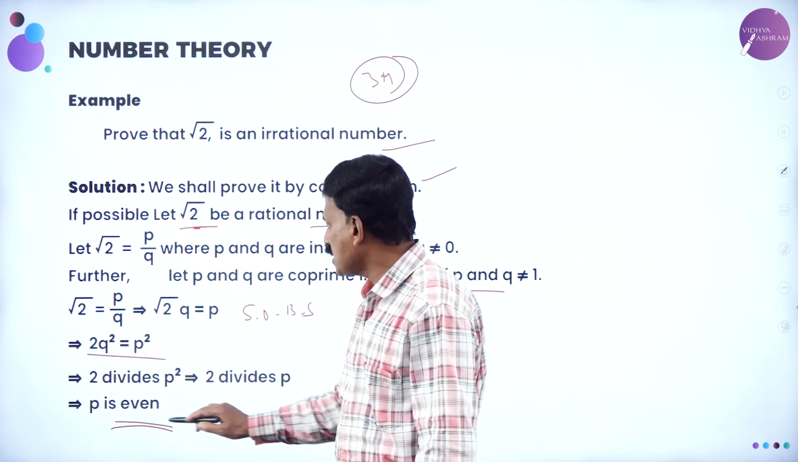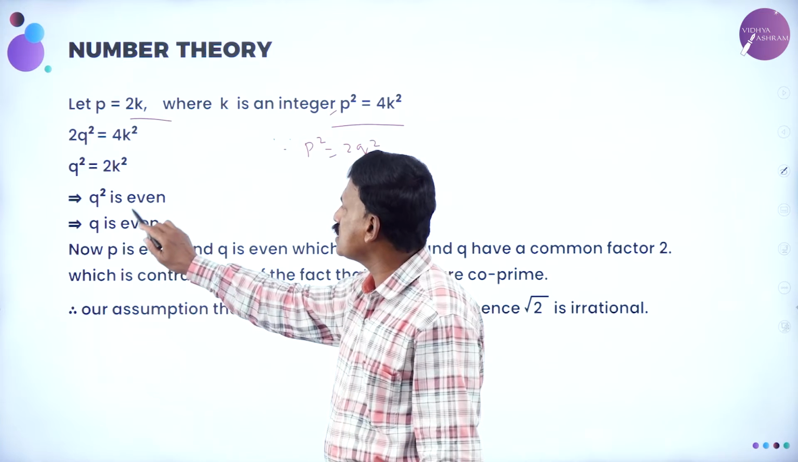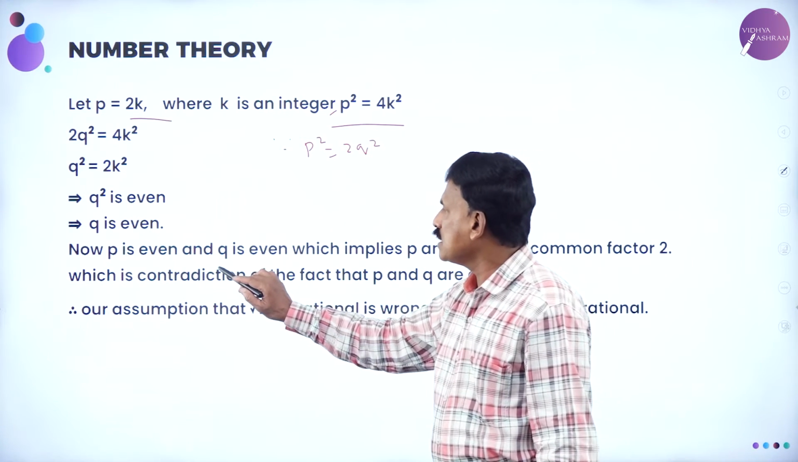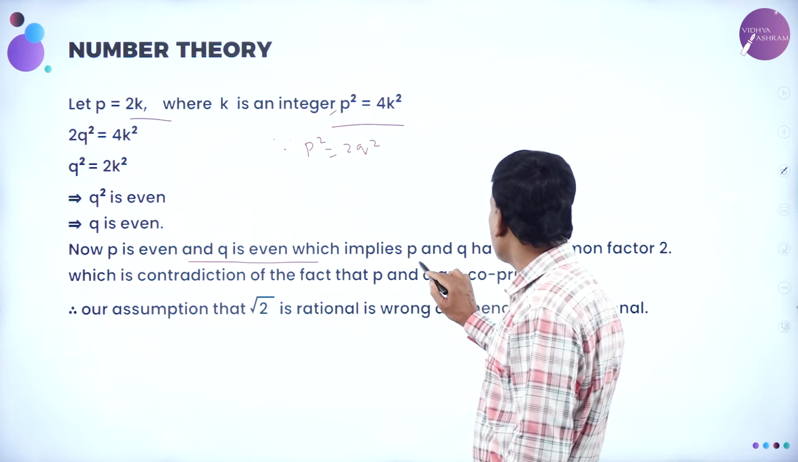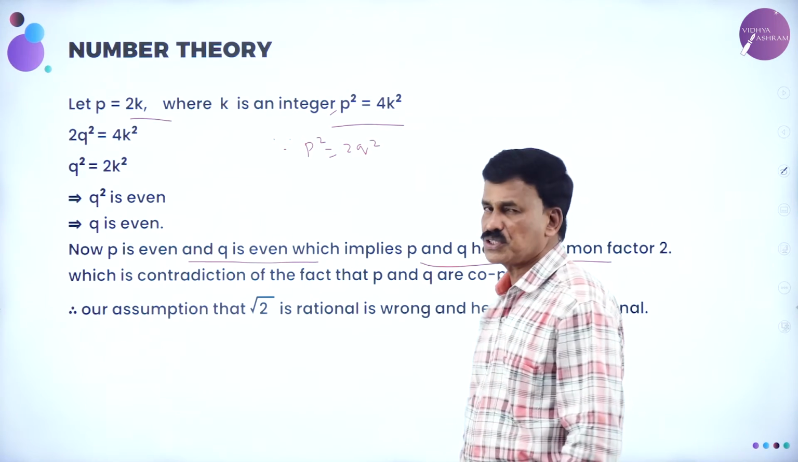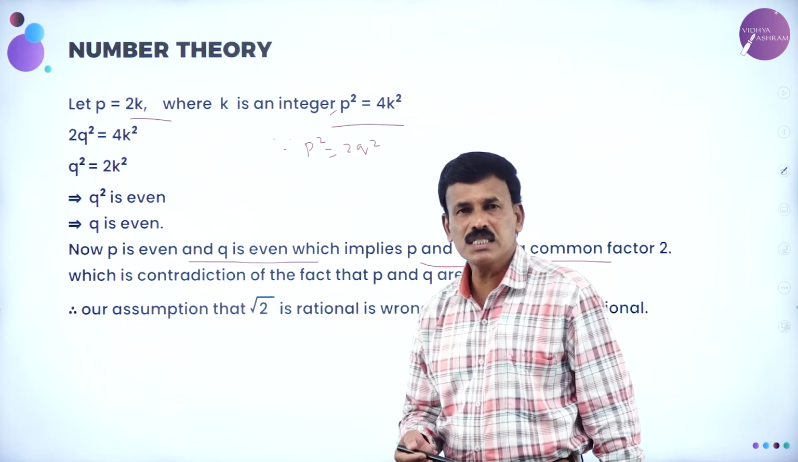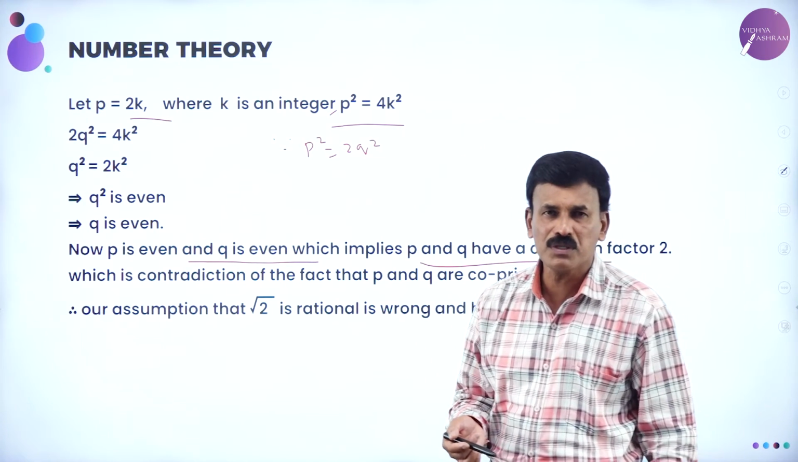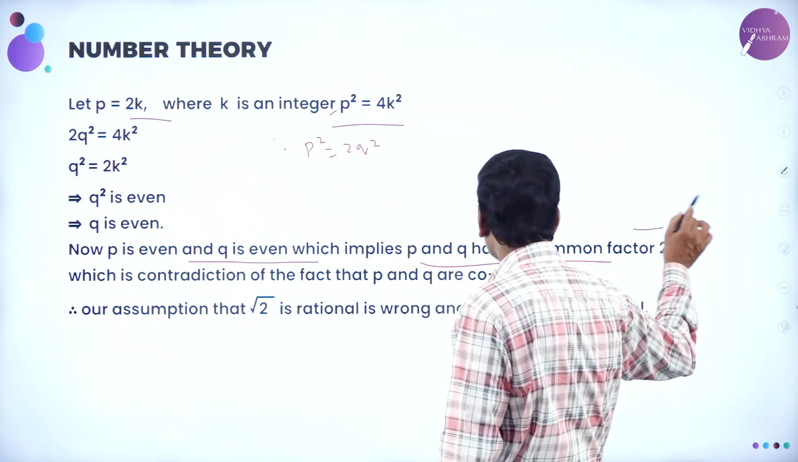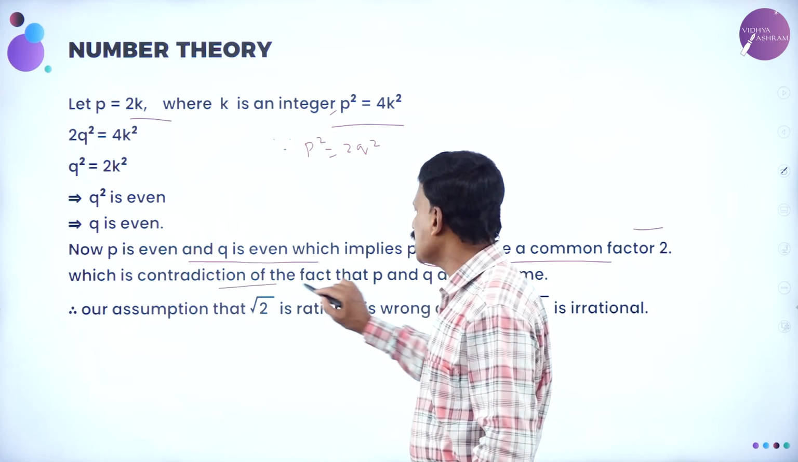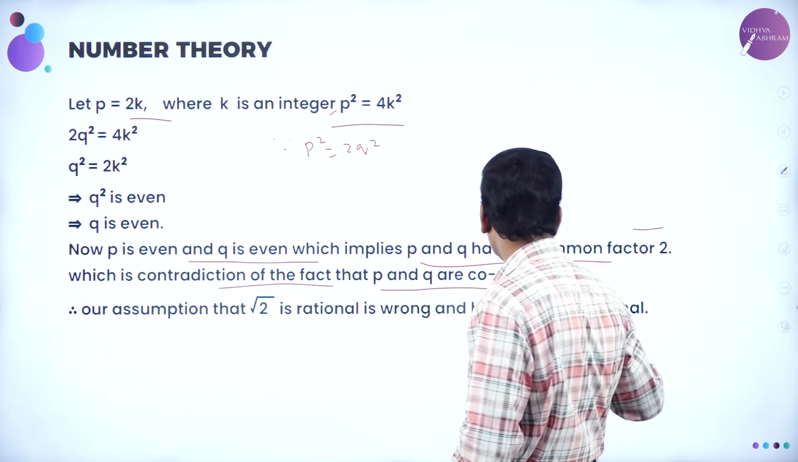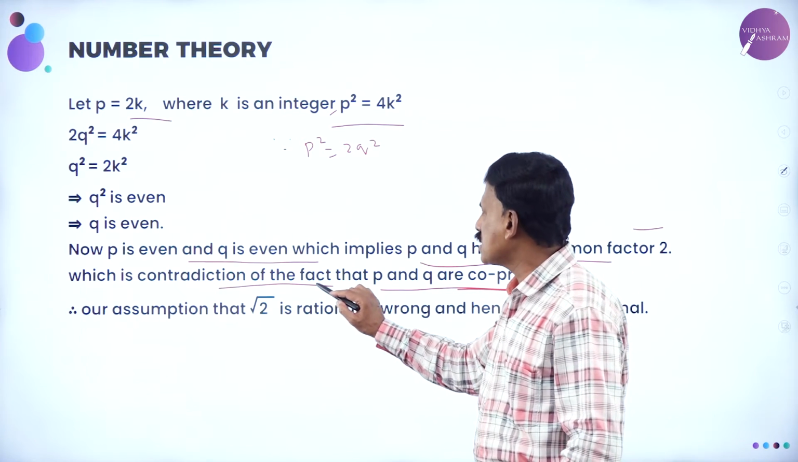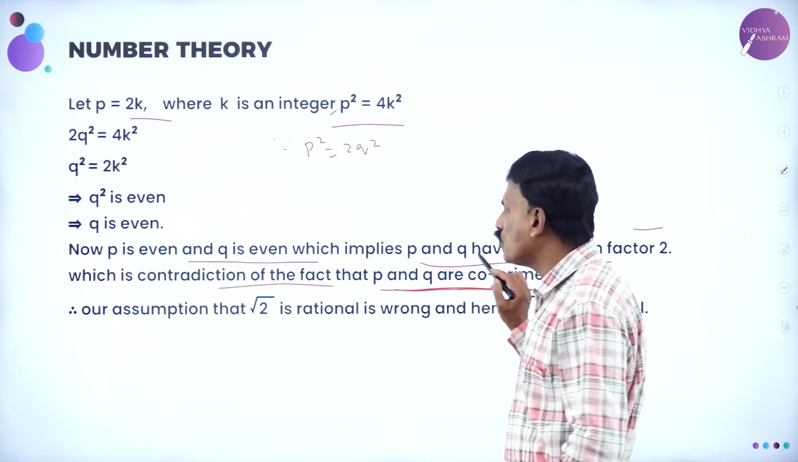So, in the first case p is an even number, in the second case q is an even number. That means p is even and q is even, which implies p and q have a common factor 2. If p is an even number and q is an even number, then definitely p and q will have 2 as a common factor, which contradicts our assumption that p and q are co-primes.